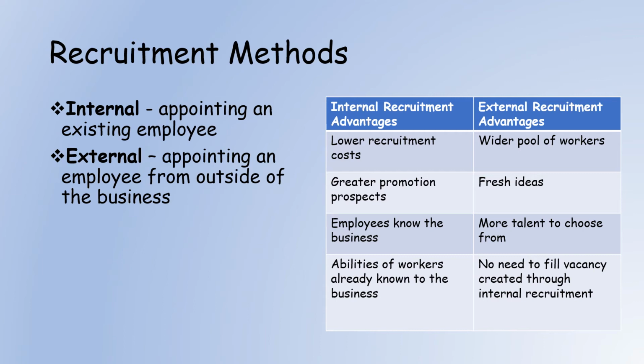Externally, there's more talent to choose from. Internally, there may be limitations on talent and ability and knowledge and experience, whereas externally, a business firm can choose those particular skills and talents and abilities that it's really looking for. It may not be able to find those internally, and it probably will be able to find those needs, those talents externally. And of course, there's no need to recruit another person if you've promoted somebody internally.